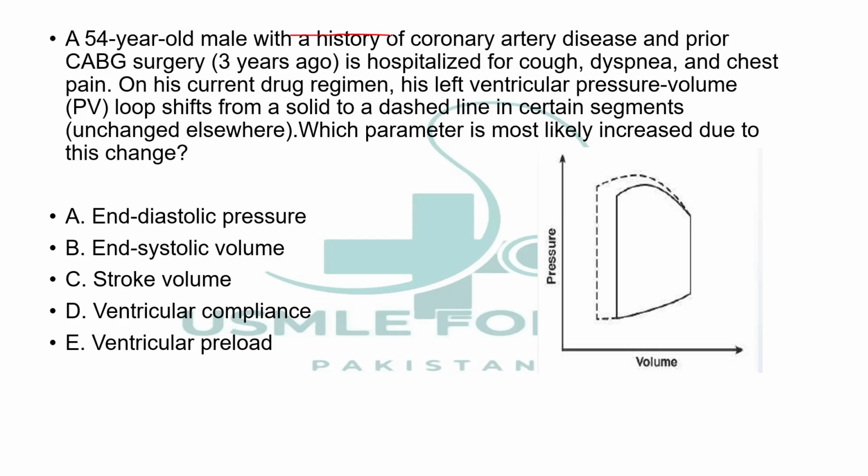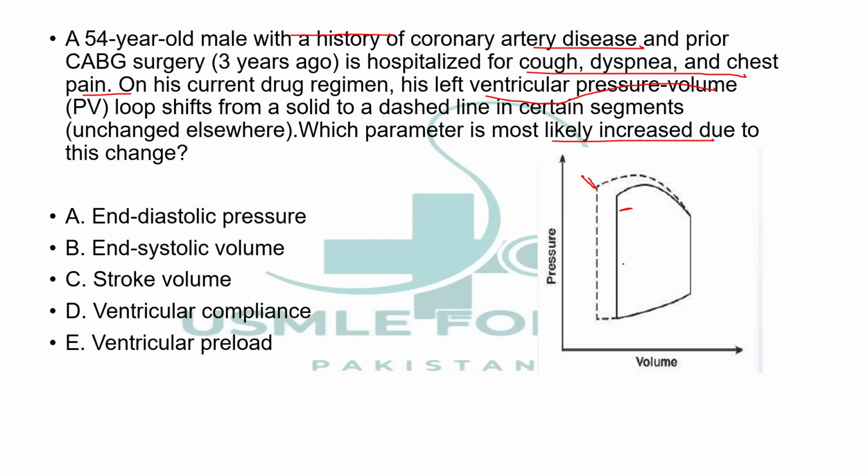A 54-year-old male with a history of coronary artery disease and bypass surgery is hospitalized for cough, dyspnea, and chest pain. He is on his current drug regimen. Basically, they're asking you that the drug he's on has shifted his ventricular pressure volume loop from the solid line, which is this line, to the dashed line, which is this line. And they're asking which parameter is most likely increased.